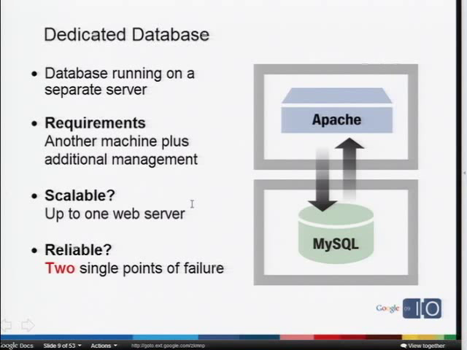So this is sort of the next progressive step in building your web stack. So this scales up to the amount that your one Apache server can handle in web traffic. But you've now got two single points of failure. If either your database or your web server goes down, you're not able to serve traffic.